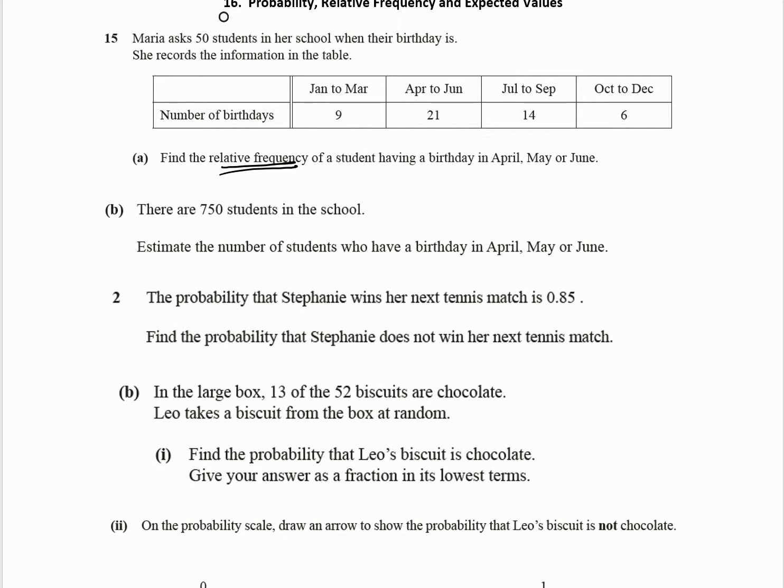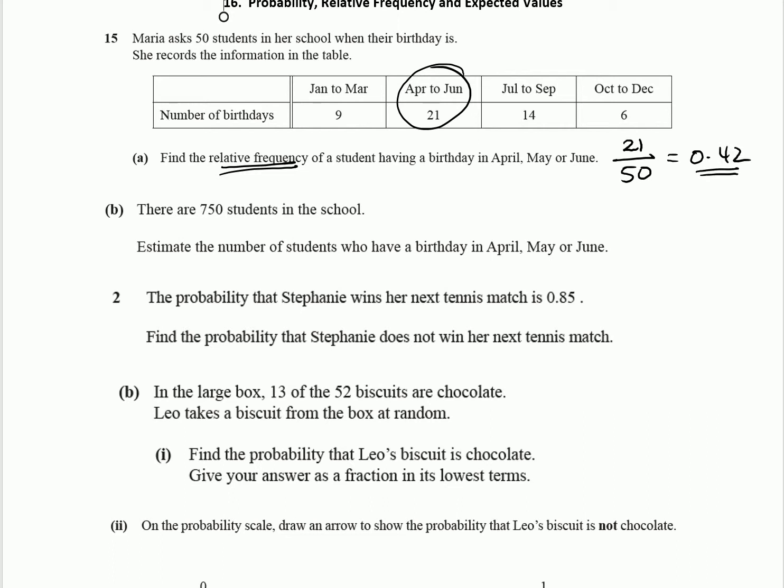Out of those 50 students, how many had a birthday in April, May, or June? So, April, May, and June, that's this category over here. So it's simply 21 in that category, that's the frequency, out of 50. So 21 out of 50, that's our final answer. If you type that into your calculator, you'll see if the fraction simplifies. It doesn't. You can write it as a decimal if you really want to, 0.42, but I'm going to stick to fractions because it's less work.